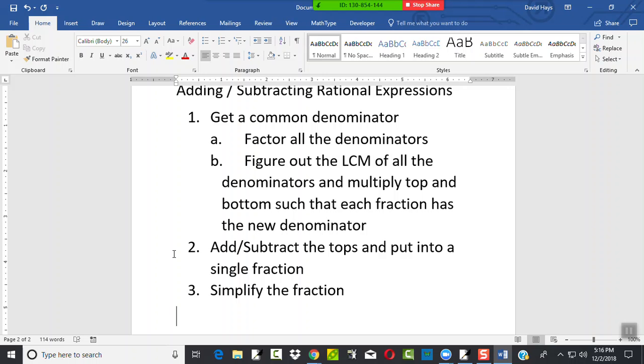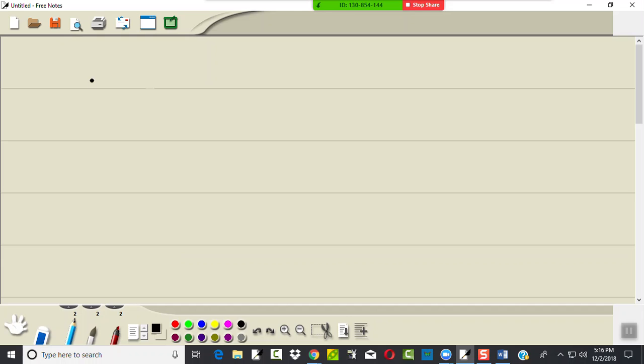Okay, so let's take a look at this. Let's say we got 5x minus 1 over x plus 2 plus x plus 3 over x plus 2, I guess. Doesn't much matter. Now these already have the same denominator, so I don't do step 1. Step 2, add or subtract top parts. So 5x plus x is 6x. Negative 1 plus 3 is 2.